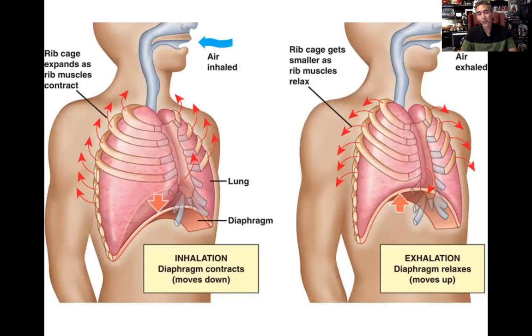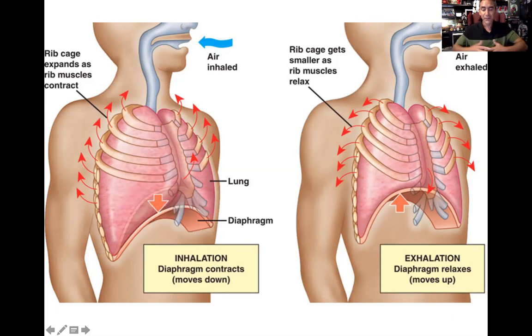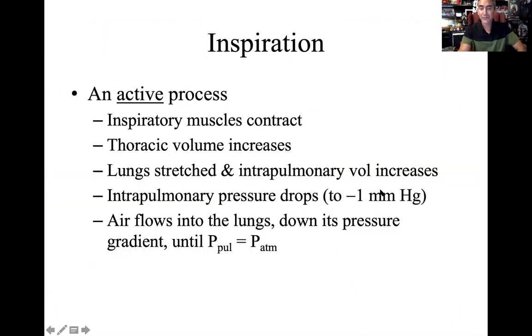So in picture format, inhalation over here. Inhalation, the contraction that happens, the diaphragm starts to move downwards. So there's a downwards contraction on the diaphragm. As the diaphragm is moving downwards, it's making the thoracic cavity larger. We're giving the thoracic area more space, so volume starts to increase. And as volume increases, what do we know about pressure? Pressure decreases, to about -1.